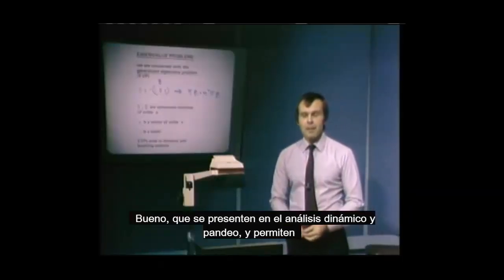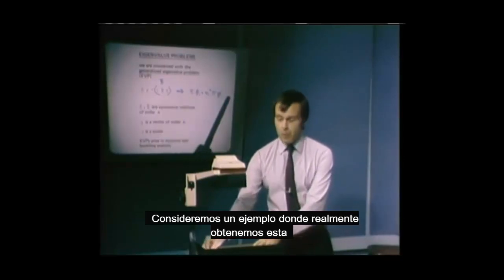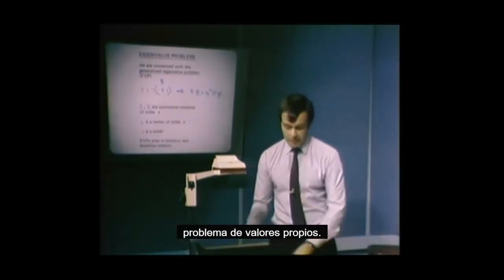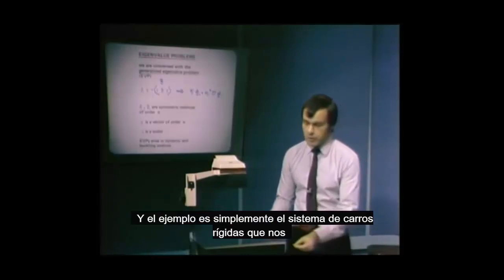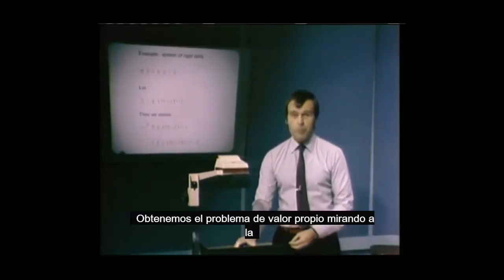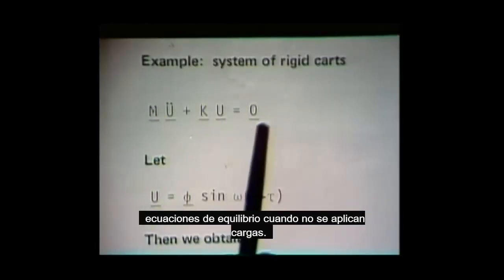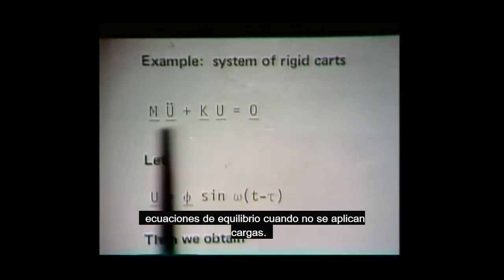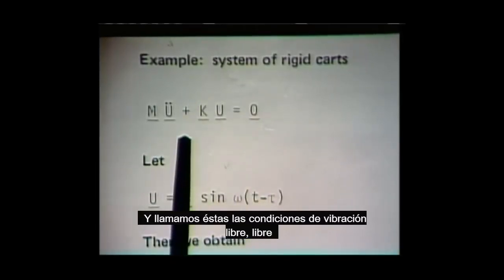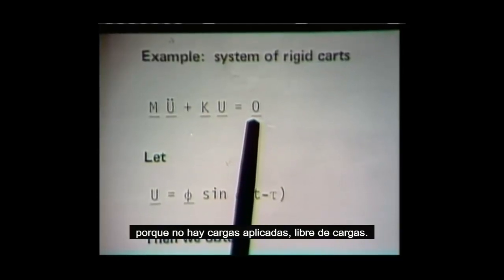Well, they arise in dynamic and buckling analysis, and let us look at one example where we actually obtain this eigenvalue problem. And the example is simply the system of rigid carts that we considered already earlier. We obtain the eigenvalue problem by looking at the equilibrium equations when no loads are applied, and we call these the free vibration conditions. Free because there are no loads applied, free of loads.